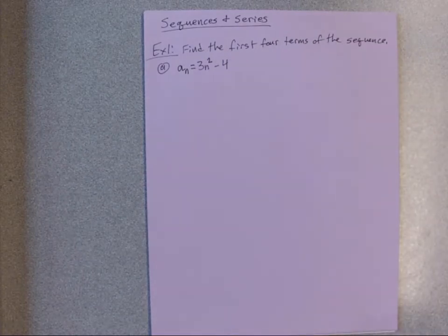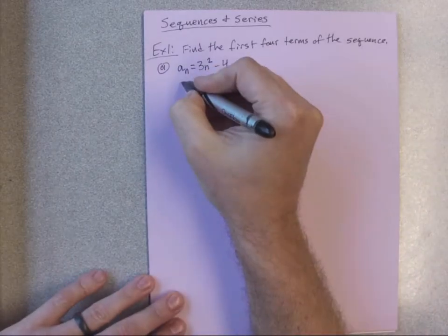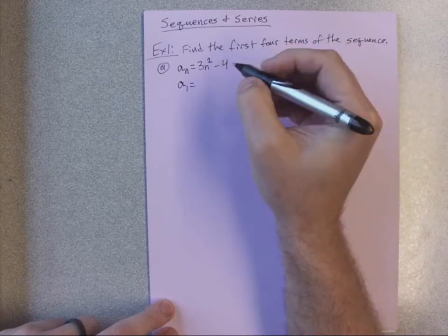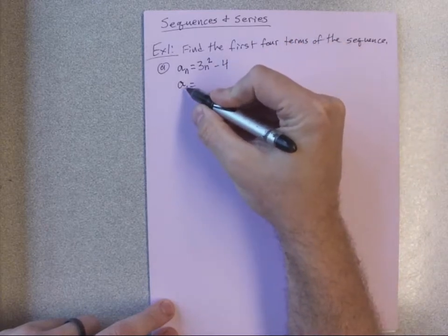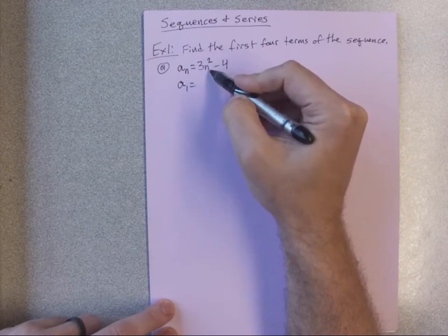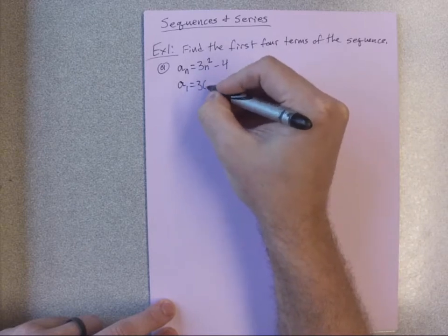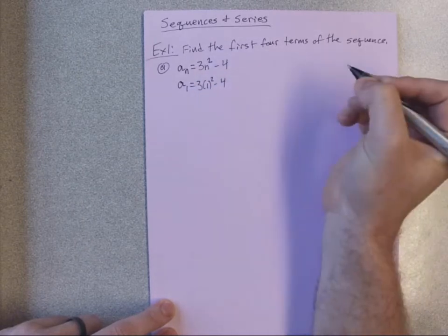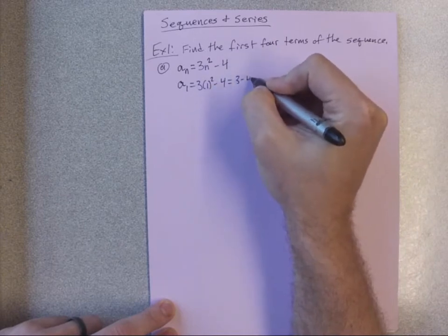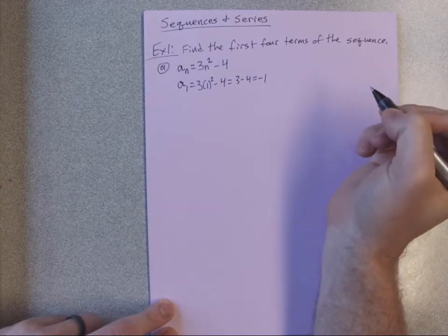You start just by plugging in 1, then 2, then 3, and then 4, and those are our first 4 terms. So let's find A1, or A sub 1. That means we're plugging in 1 into the A everywhere there's an n. So this becomes a 1, and this becomes a 1. So you get 3 times 1 squared minus 4. That's equal to 3 minus 4, which is negative 1.